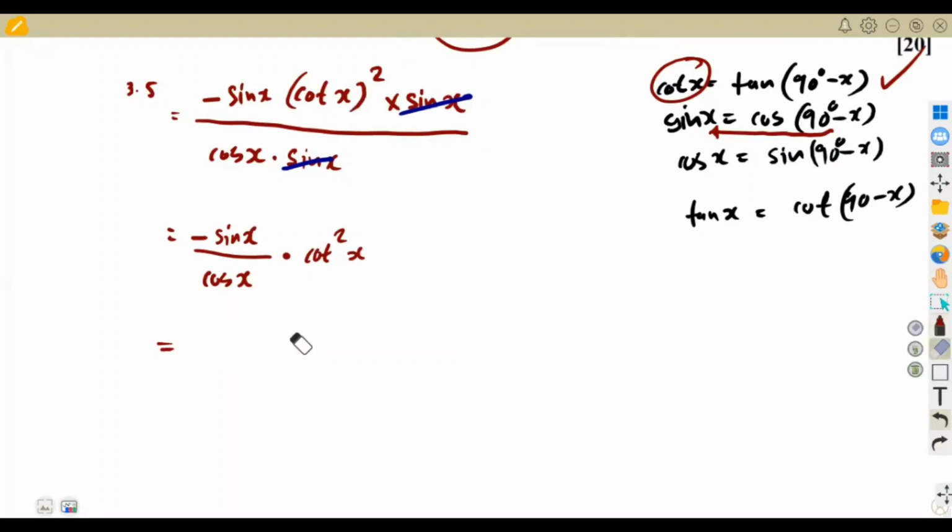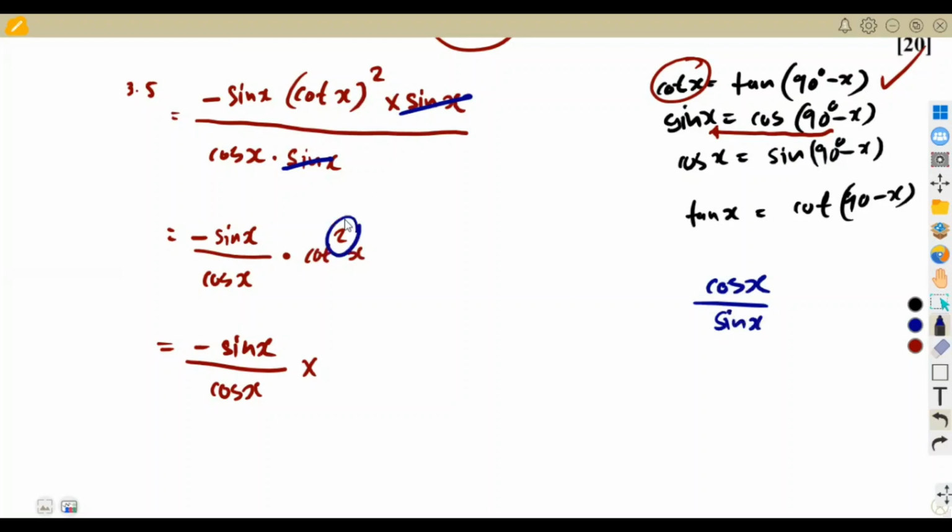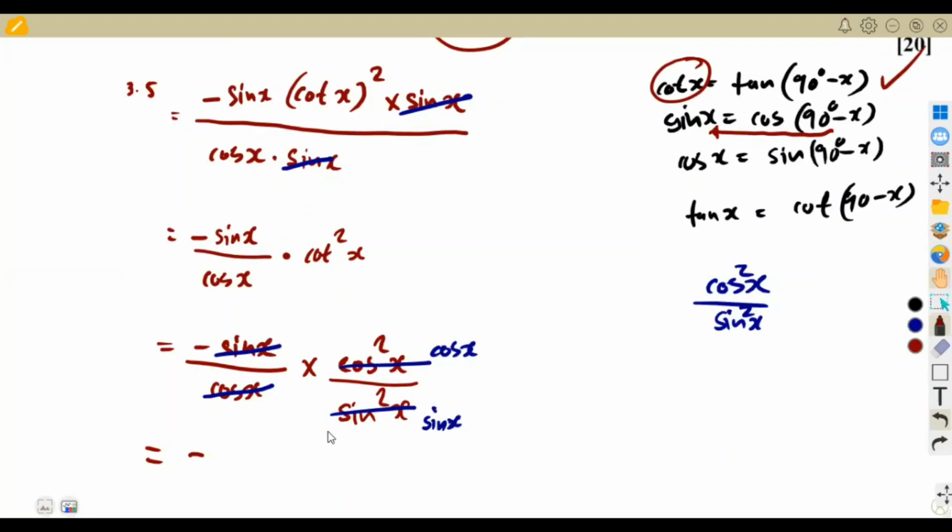We've got negative sine of x on top, over the cosine of x, multiplied by cot. Like I said, cot is the same as the cos of x over the sine of x. At the moment we have a square, it means the cos has to be squared, the sine also has to be squared. So this is going to be the cos squared of x over the sine squared of x. And there we can simplify, because you can see something happening here. The cos x into the cos squared of x, there are two of them, so you're going to remain with one cos. The same way, the sine of x into this, we're going to remain with one sine x. So at the end, this is going to give us negative cos over sine x, and cos over sine is a cot. So this would be negative cot x.